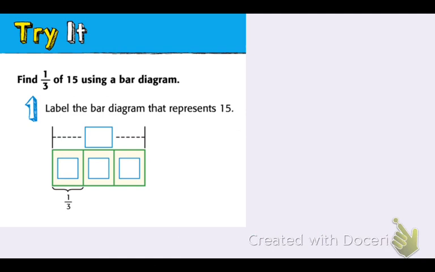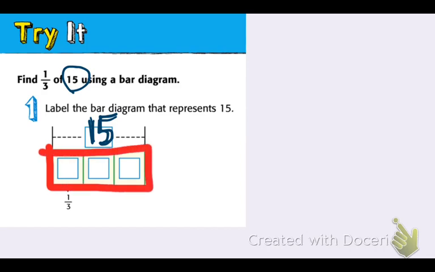Here we go, Bobcats. We're going to try it again. Find 1/3 of 15 using a bar diagram. So step 1, write that whole number. My whole number is 15. Step 2 is where we draw the bar diagram. Step 3, we look at the fraction. We're trying to figure out what is 1/3 of 15.